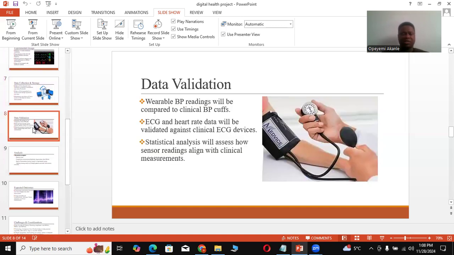So we validate our data. Wearable BP readings will be compared with clinical BP curves. ECG and heart rate will be validated against the clinical ECG devices, and statistical analysis will assess how sensor readings align with clinical measurement, just to compare these readings with the traditional method and to notice if there is any discrepancy or differences between these sensors.